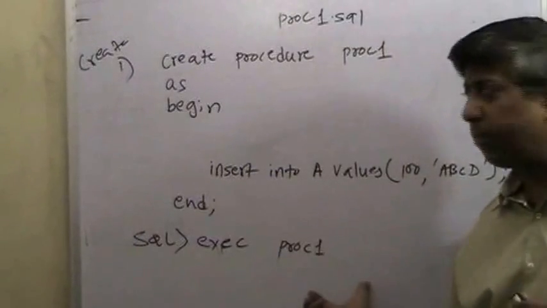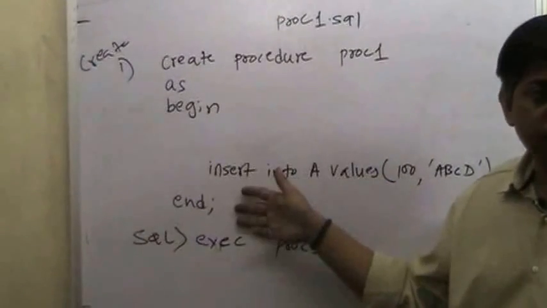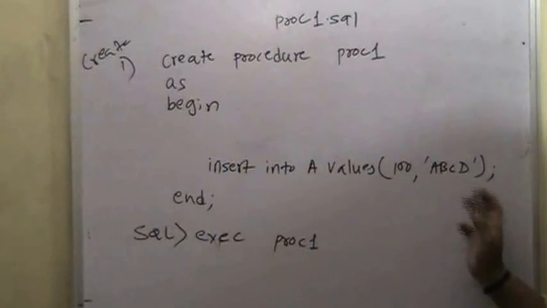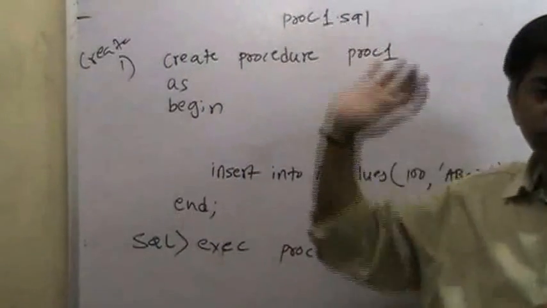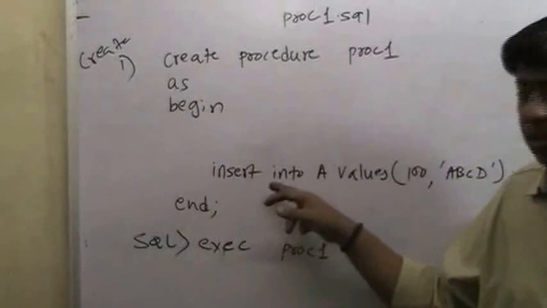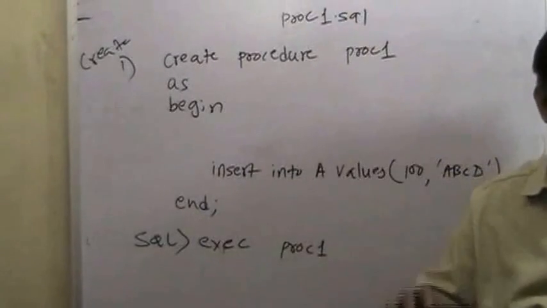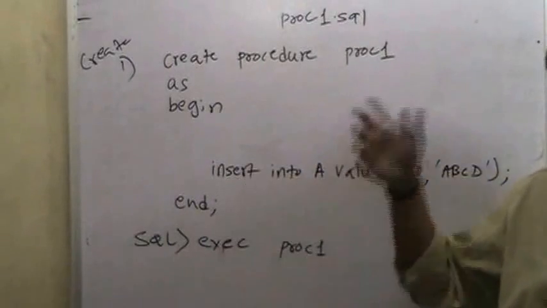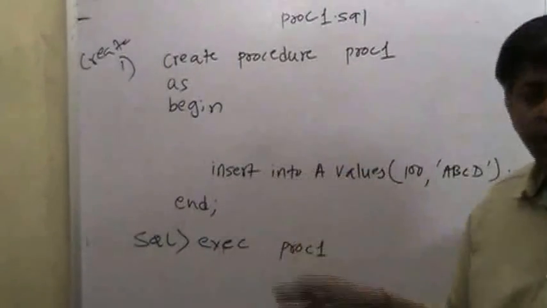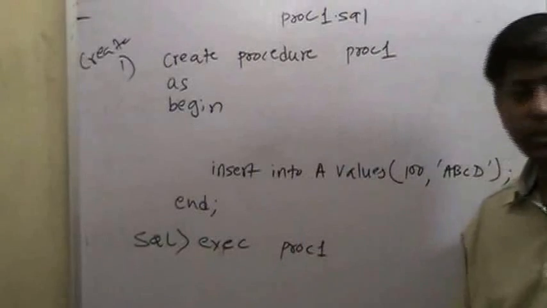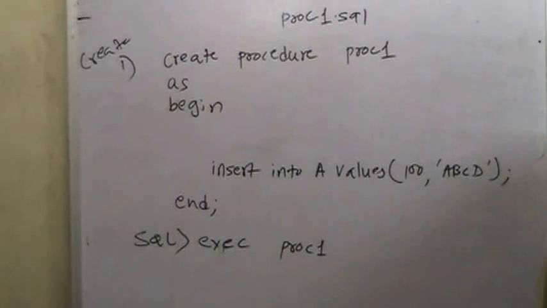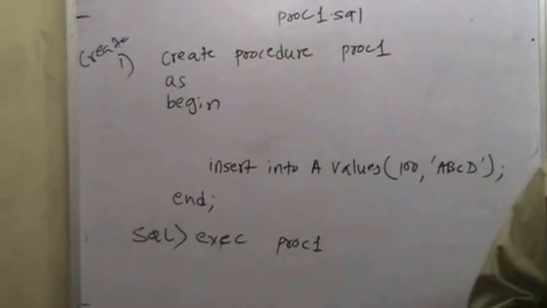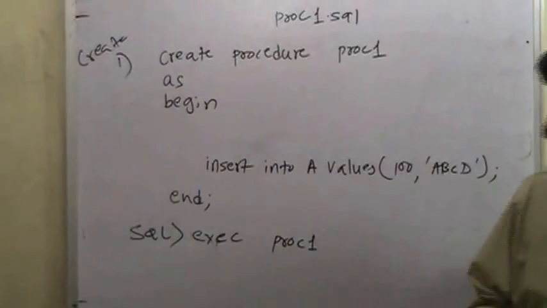The moment you execute it, what happens? Anything that has been written inside the body of the procedure, which is anything between begin and end, in this case the insert statement, will get executed and it will do its job. If I write 10 insert statements over here, it will execute those 10 insert statements one after another. If I write delete statements here, if I write insert plus delete, whatever I write between begin and end will get executed the moment I say execute proc1. So this is what a procedure is, a PL/SQL procedure. Now I am going to modify this a little bit.